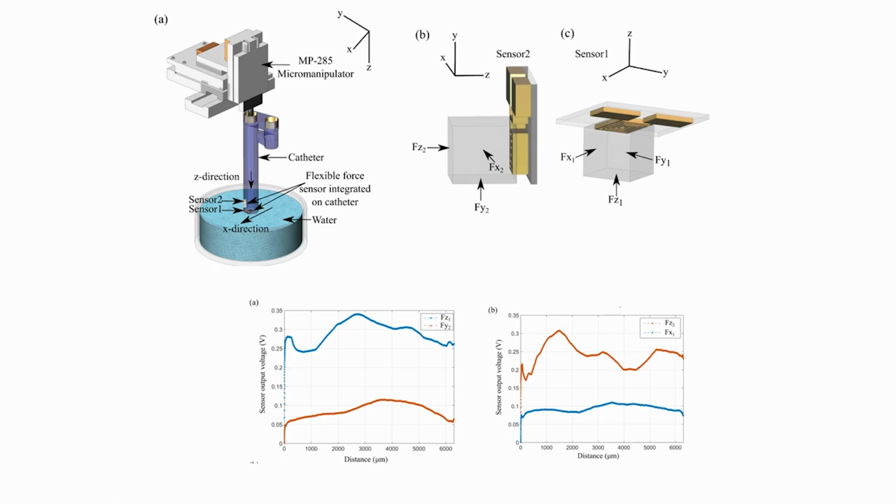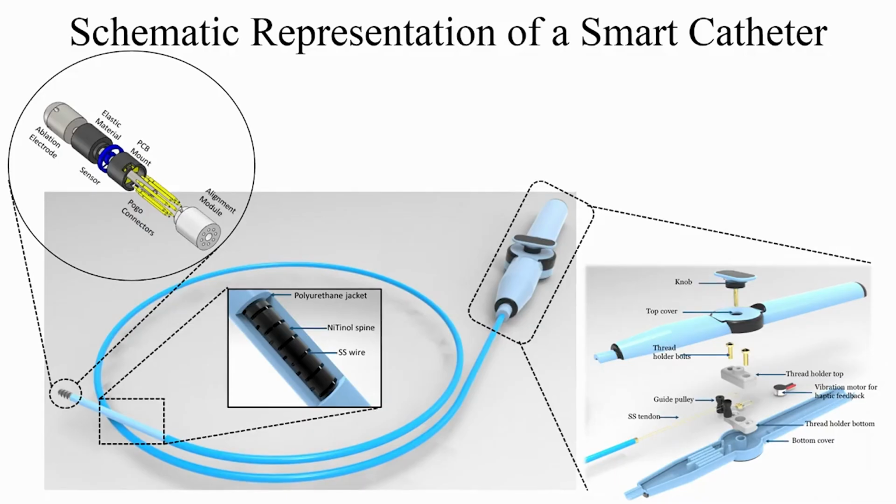So, learning from all these experiments, what we have now thought about is how we can design an actual catheter that can be used for ablation. This is a maneuvering system for that particular catheter. Maneuvering system is how to move the catheter in the real world. There is a knob, there is a top cover, there are thread bolts. Again, you can design this either with 3D printing, or you can use other manufacturing techniques. There is a guide pulley, an SS tendon, and then there is a vibration motor for haptic feedback.